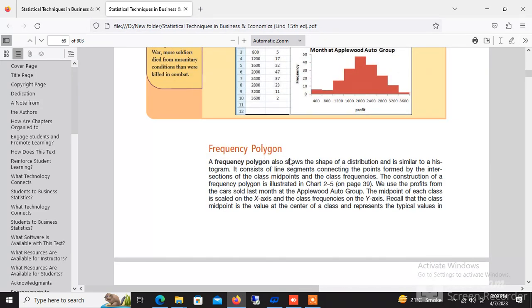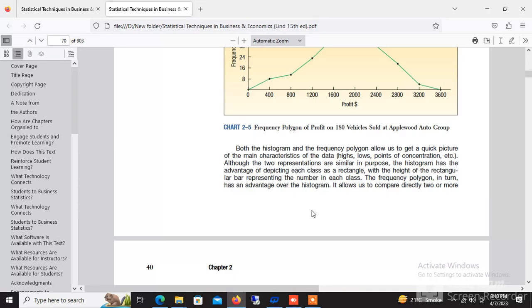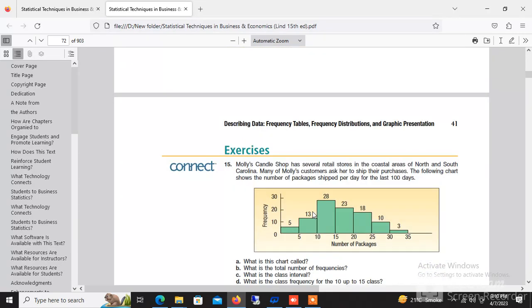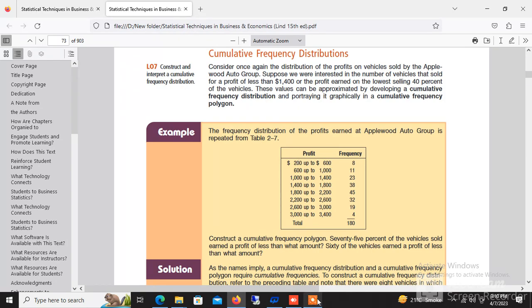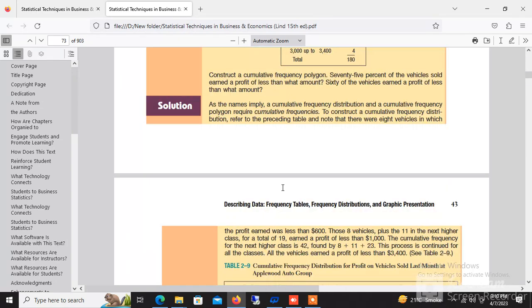Frequency polygon. A frequency polygon also shows the shape of a distribution and is similar to the histogram. It consists of line segments connecting the points formed by the intersection of the class midpoint and the class frequency. The construction of a frequency polygon is illustrated in chart number 2, with the class midpoints on the horizontal axis and the frequency on the vertical axis.